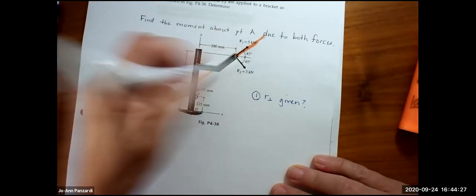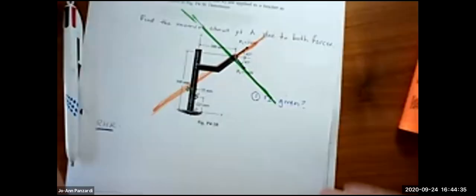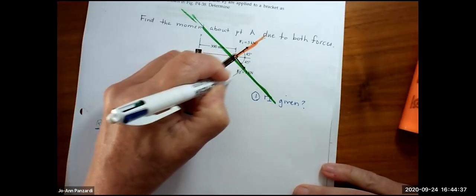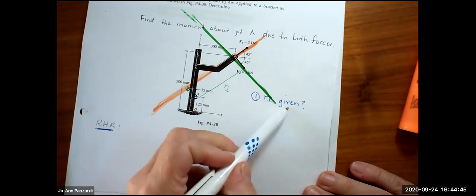How about for F2? Here's F2. Jordan, is the perpendicular distance between A and F2 given? No, it's not. So the first thing you're doing is checking to see if you have the perpendicular distance.